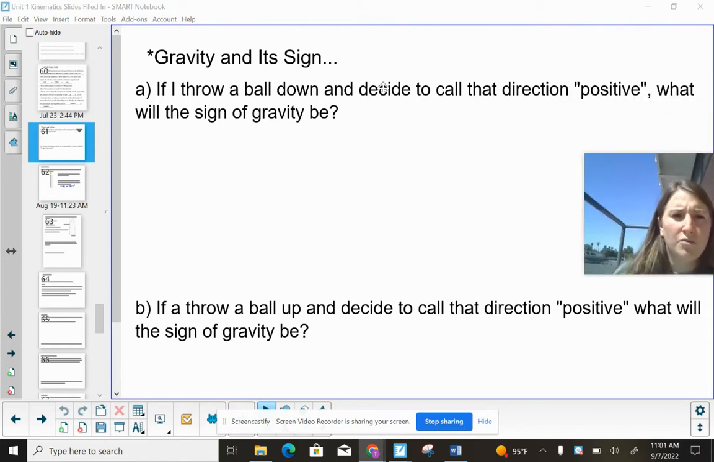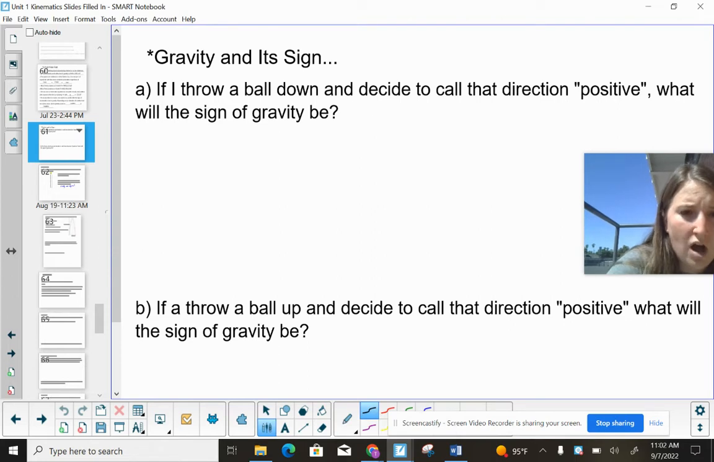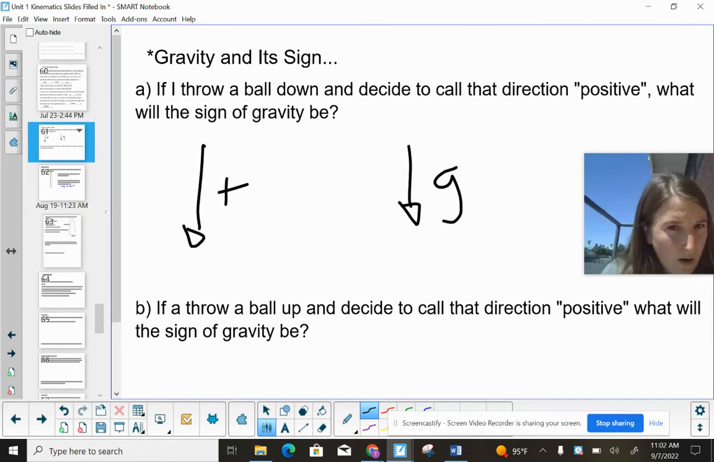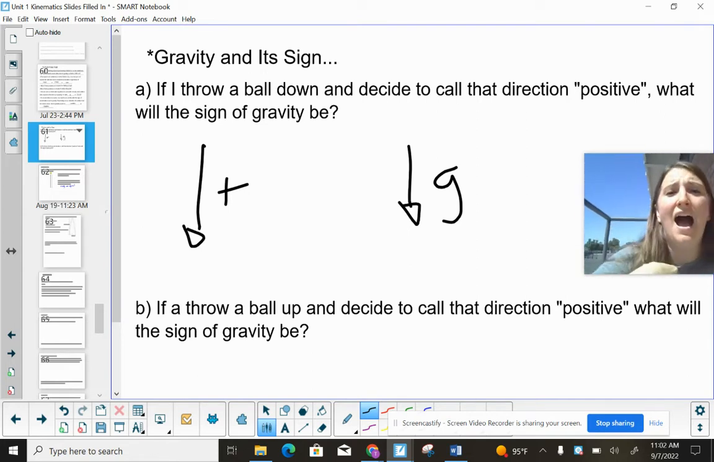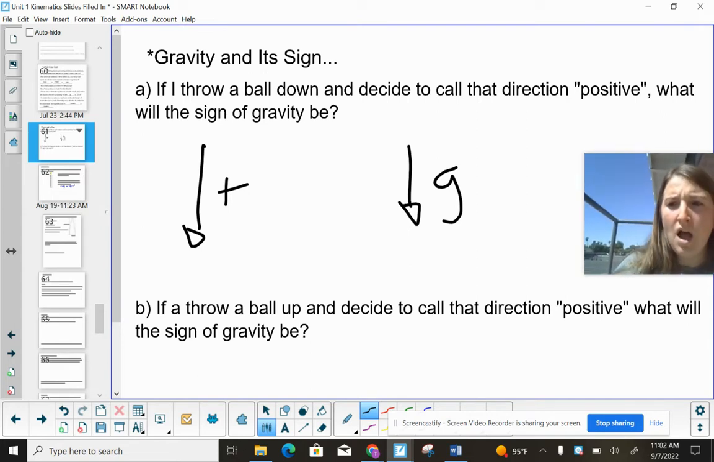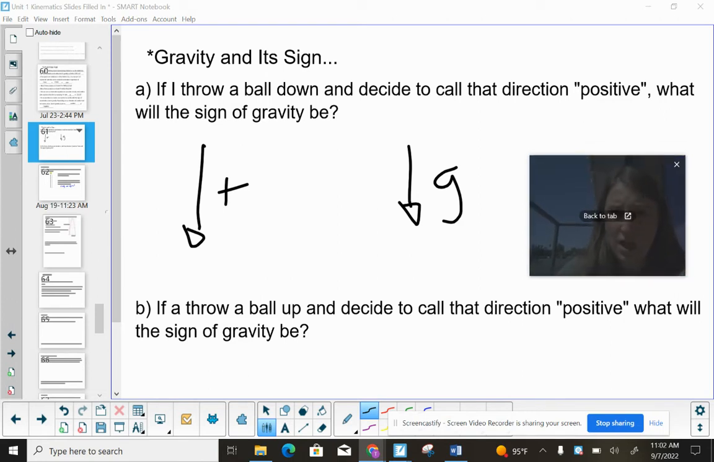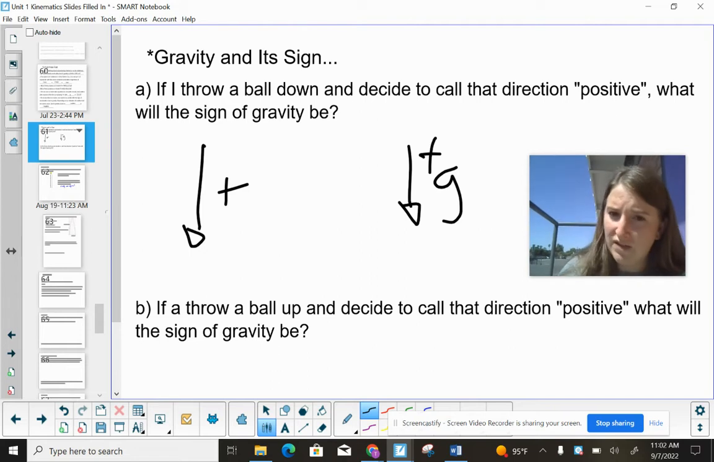So if I throw a ball down, and I decide to call that direction positive, so I am calling downward positive, I get to choose that, right? Now, gravity always points where? Gravity always points downward as well, right? Always. That's how gravity works. So if I call downward positive, what would gravity be here? Would it be positive or negative? It would be positive as well because it's traveling in a positive direction.